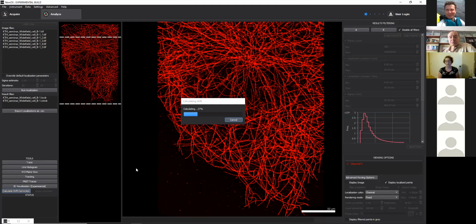Any drift is basically going to blur the image, and because we're using super resolution imaging and we want to achieve as high of a resolution as possible, we want to eliminate any of that drift.